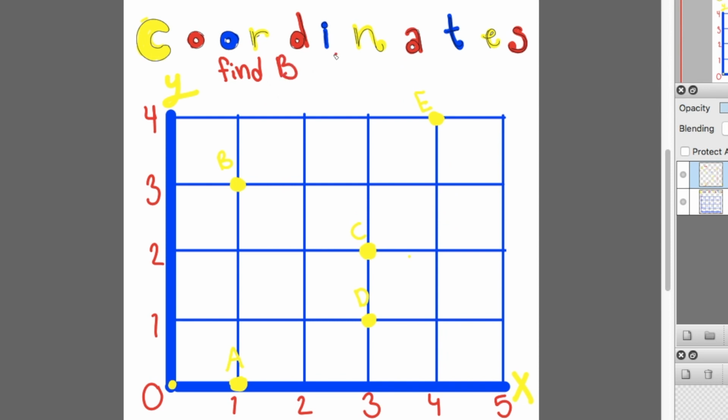Now, on your own, try to find the coordinate for B. Pause the video and play it when you're ready.